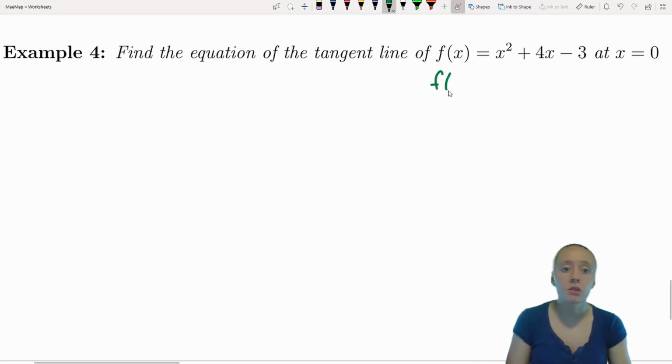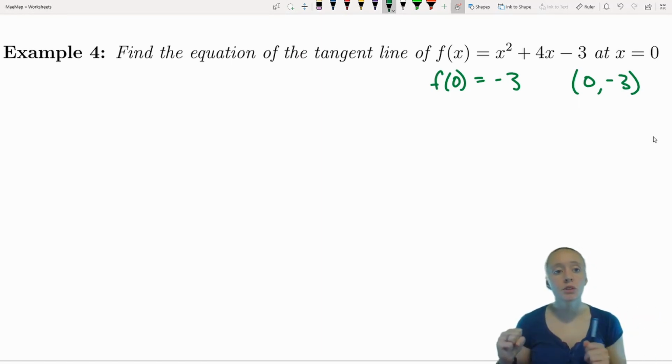F of 0 is going to be 0 squared plus 4 times 0 minus 3. So f of 0 equals negative 3. So our point is 0, negative 3. Now all we need to do is find the slope and plug that slope and point into point slope form to get the equation of our tangent line.